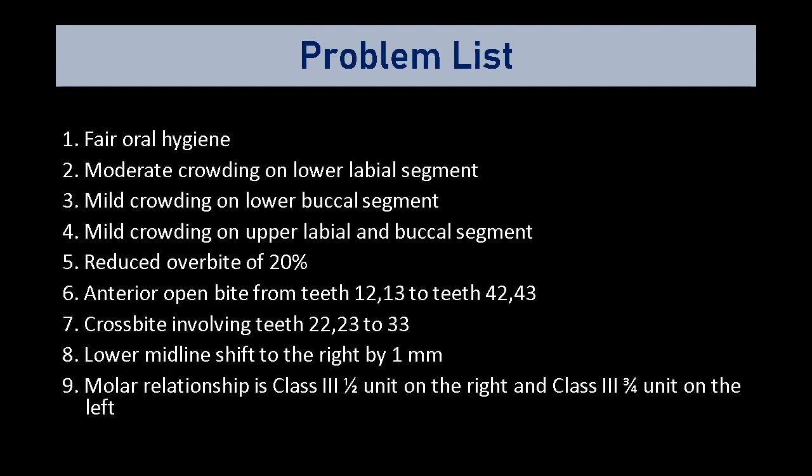So this is the problem list of this case. First is fair oral hygiene. Next, there is moderate crowding on lower labial segment, mild crowding on lower buccal segment, mild crowding on upper labial and buccal segment, reduced overbite of 20%, anterior open bite from teeth 1-2 and 1-3 to teeth 4-2 and 4-3, cross bite involving teeth 2-2 and 2-3 to lower 3-3, lower midline shift to the right by 1 mm, molar relationship is class 3 half unit on the right and class 3 3/4 unit on the left.